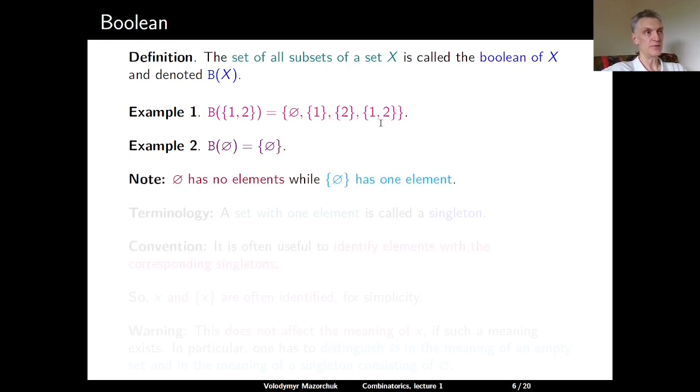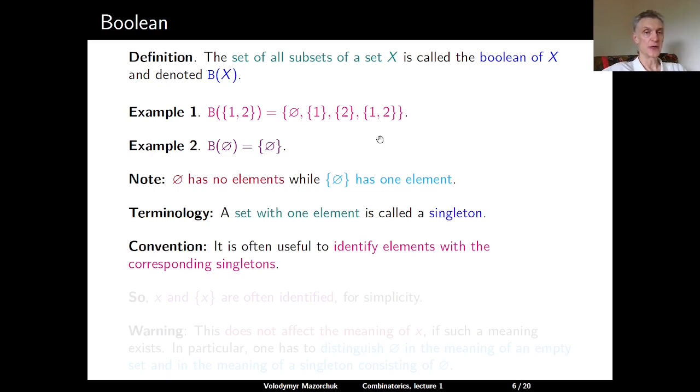Let us note that the empty set has no elements, while the set consisting of the empty set has one element. So one has to distinguish these two. A piece of terminology: a set with one element is usually called a singleton, and by convention it's quite often useful to identify elements with the corresponding singleton sets, which consist only of one element. So in particular, the element X and the singleton set consisting of X are usually identified for simplicity.